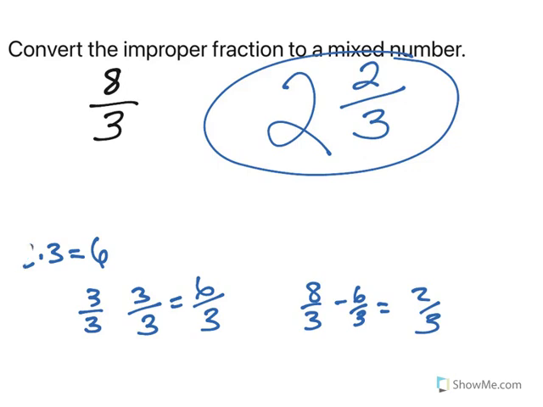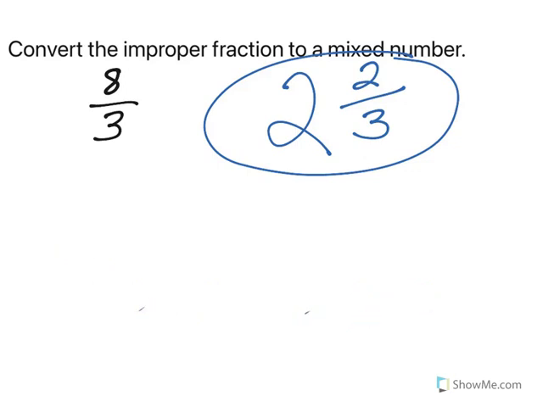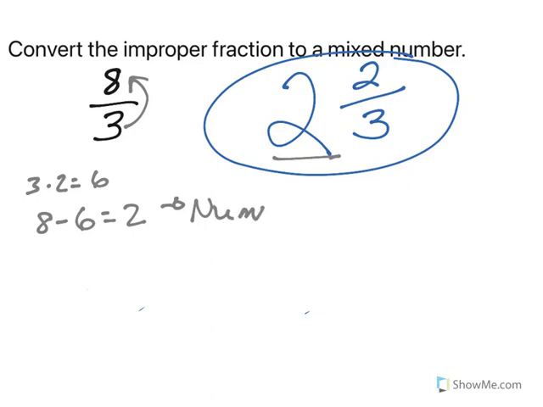So oftentimes when I'm doing this, and sometimes the numbers are nicer than others, when I say how many times does 3 go into 8 evenly, and I get my 2, and I say, okay, so 3 times 2 is 6, 8 minus 6 is 2, so this becomes my numerator. So after I do the multiplication of 3 times 2, and then I subtract, whatever you get, that's the numerator. You just want to make sure when you're doing this that whatever you find to be your numerator is smaller than your denominator. So in this case, 2/3 is a proper fraction, so we know that we're okay.